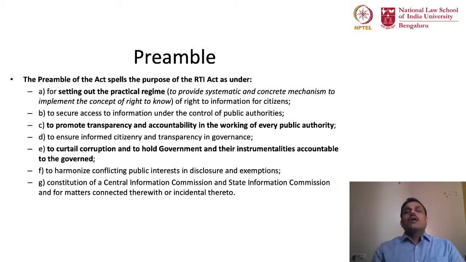Second, I think the preamble's purpose is to secure access to information under the control of public authorities. Very clearly, the right to information is against public authorities only. And hence, to secure that kind of access, what is the process to seek that information? How are you going to be given that access is very important and critical. Is it only sharing of information, or is it some kind of an inspection that can also be carried out? So the process of accessing the information is something that the RTI also lays down. And I think that is a very important mechanism that has been implemented under this legislation.